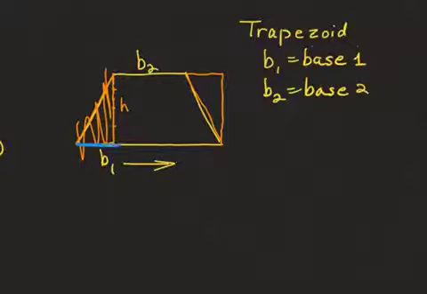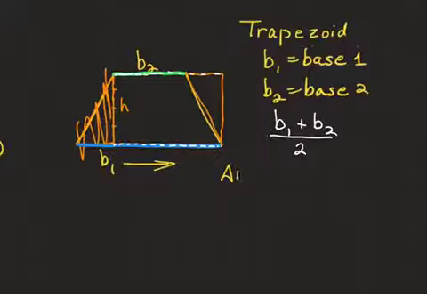The original base, B1, was here. The original base, B2, was here. And we now have a base that is larger than B1 and smaller than B2. In fact, it is the average of them. So if we add B1 plus B2 divided by 2, taking the average, we get the value that we actually use in our formula for the area of a trapezoid.